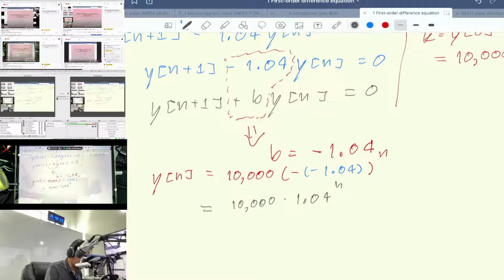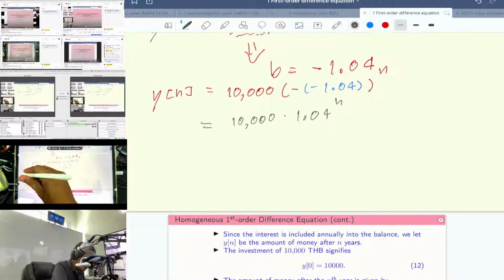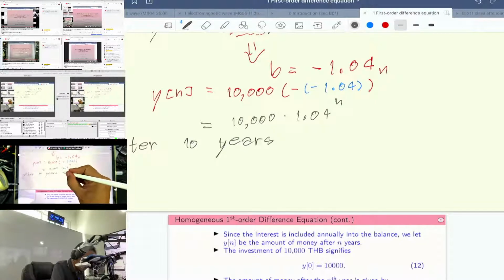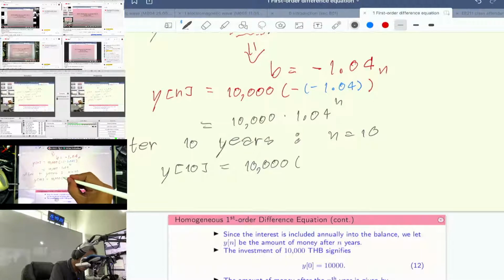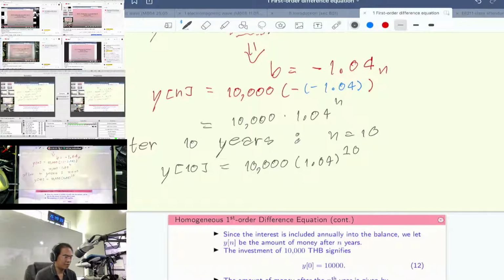And after 10 years, we're going to get n equal to 10, right? It means this problem asks us to get y10, which is 10,000 times 1.04 to the power of 10. With the power of 10 right here.